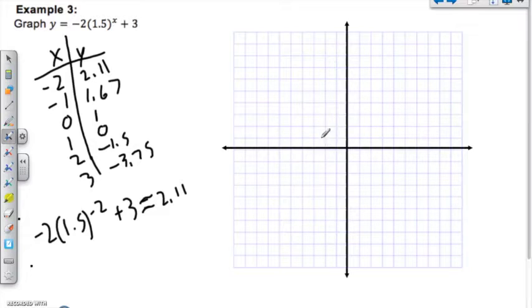Alright, so next we need to plot these. So I'm going to have a point at -2, 2.11, so that's going to be just a little bit above 2. Again, we kind of have to do a little estimating there. At -1, we're going to be at 1.67, which would be about 2/3 of the way between 1 and 2. We have a point at 0, 1. We have a point at 1, 0. We have a point at 2 and -1.5. So we're going to go halfway down between -1 and -2. We're going to go 3 and -3.75. So we're going to go down 1, 2, 3, and part of the way to 4.